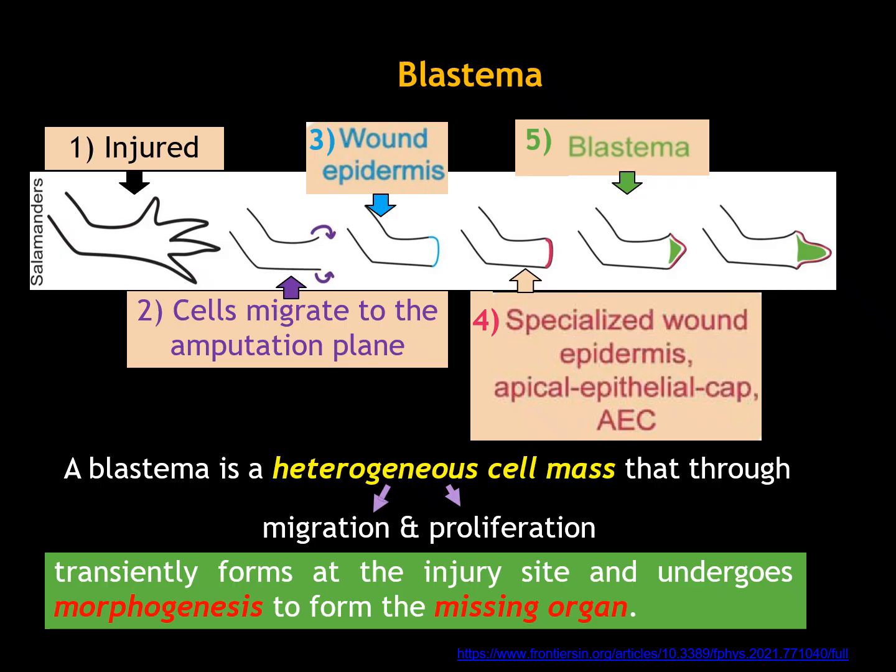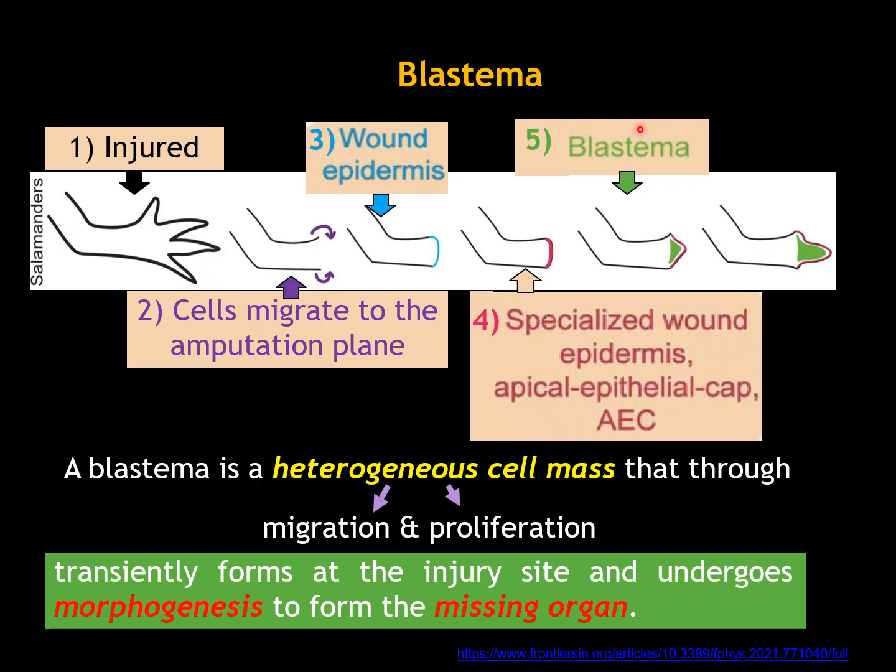Here I'm showing you what happens, for example, in the regeneration of the axolotl arm, which in some way mimics, recapitulates, some of the same process. First there's an injury, then the cells migrate to the amputation plane. Many cells are going to migrate there. Then there will be a wound epidermis. Later we require the specialized wound epidermis, which goes to the apical epithelial cap. Then you form a blastema.